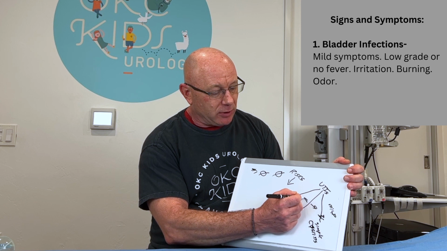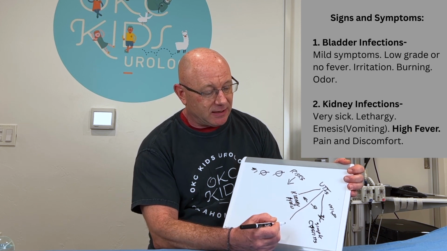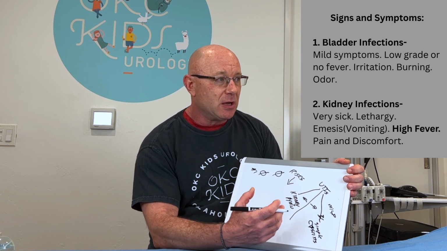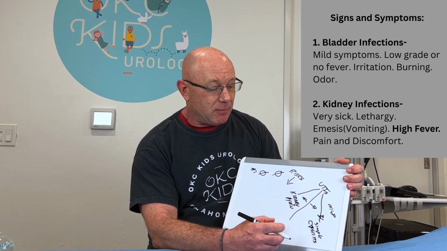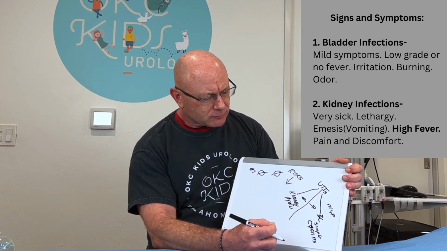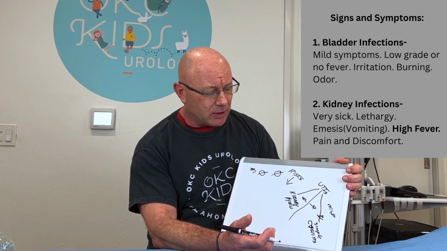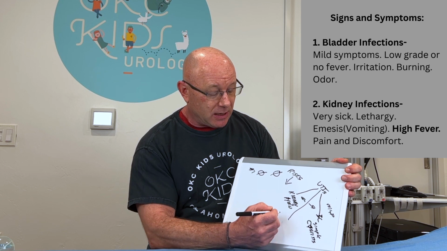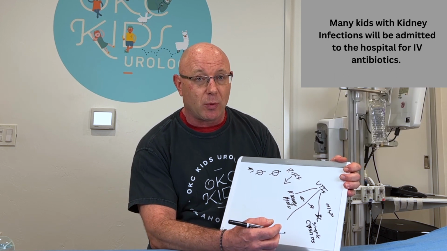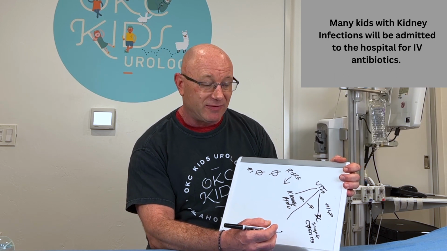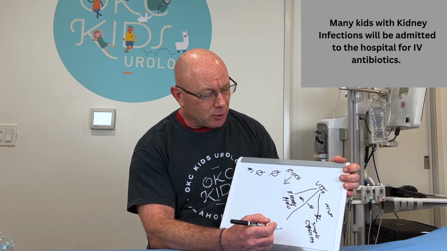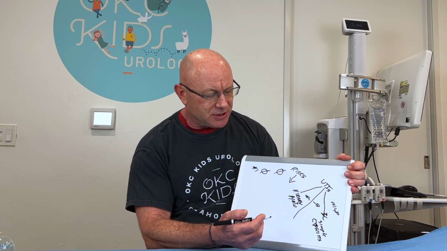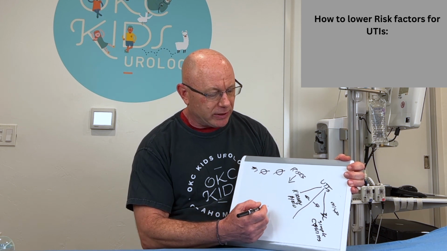When you move over onto this side of the fence and you're having kidney infections, these children often get very sick. You can have lethargy, emesis, very high fever, pain and discomfort. Fever is the hallmark sign because it gets very elevated, and many of these children will wind up being admitted to the hospital for IV antibiotics. And so when we counsel our patients on urinary tract infections, we put focus on lowering the risk factors.